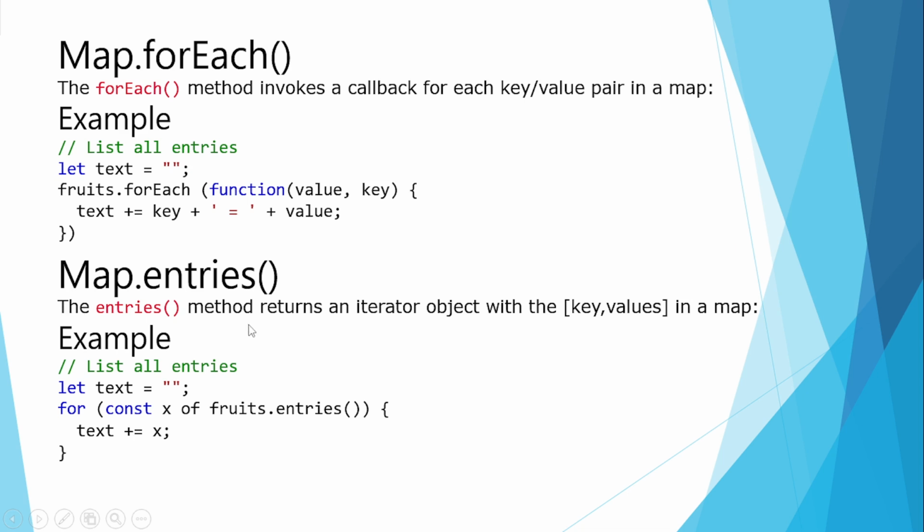Map.entries: the entries method returns an iterator object with the key-values in a map. By using the entries method, we can return all the values that are present in our map.